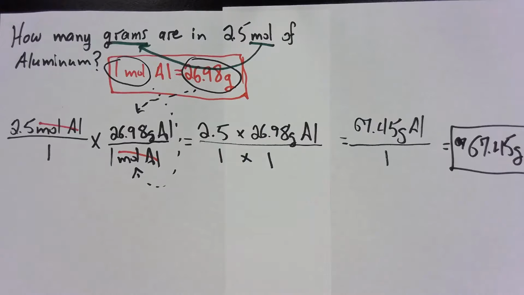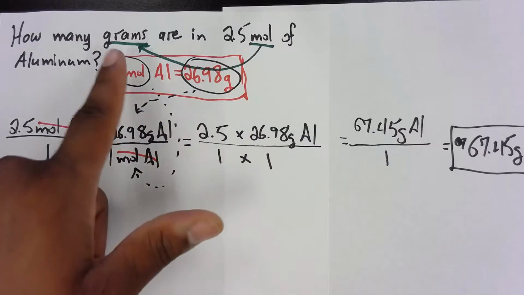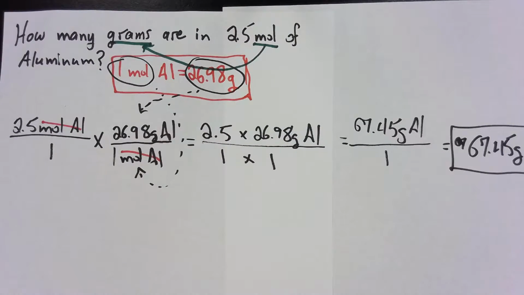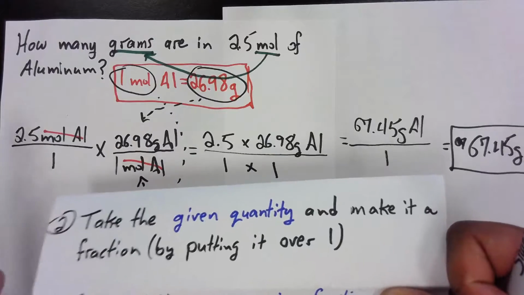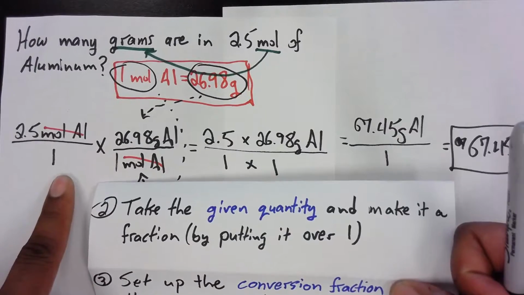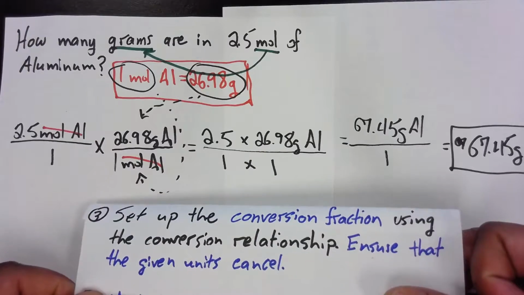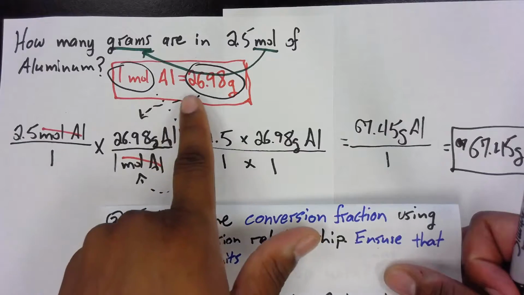Just to recap, the first thing we did was to identify the relationship. We're converting from moles to grams, so we need to know how many grams are in 1 mole of aluminum, which we found from the periodic table. The second thing we did was take the given quantity and put it over 1, making it a fraction. That way it has a top and a bottom, so we know what we need to do to make units cancel. The third step is to set up the conversion fraction. I have 1 mole and 26.98 grams. What goes on top, what goes on the bottom?